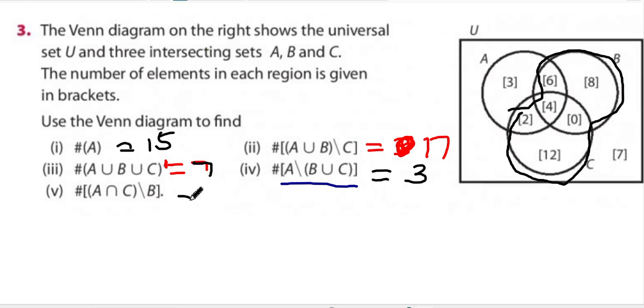Okay, guys, next one. A intersection C less B. Everything that's in A intersection C, which is this region here, but you're not allowed to be in B.